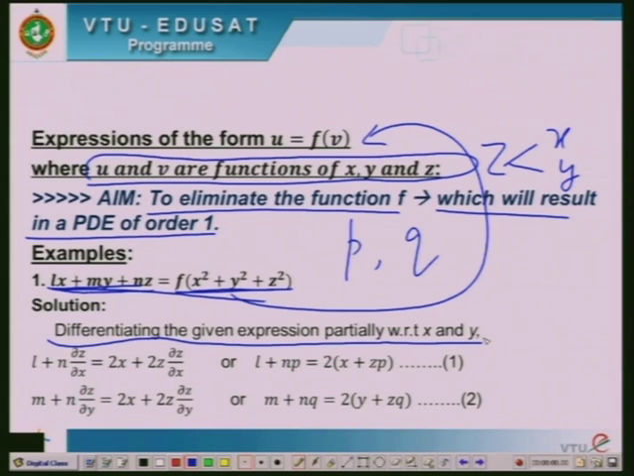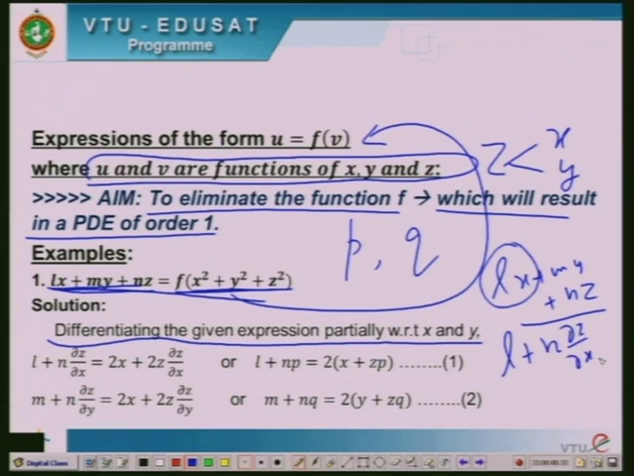Now, as you observe, lx + my + nz, when differentiated with respect to x, there is an x term here. So, this will give you l, y is a constant so this is 0, and the derivative of nz is n into ∂z/∂x, because z depends on x and y. So, I have l + n ∂z/∂x, which is what is shown here, is equal to, how to differentiate the function f.